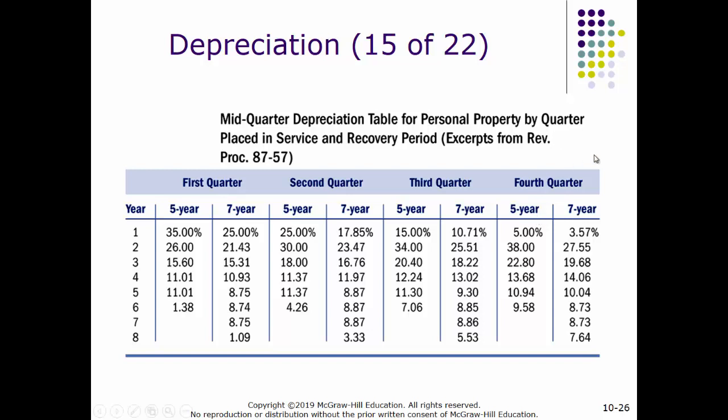So remember that 5-year property in the first year, half-year convention was 20%, which was 40% times half a year. If the asset was placed in service in the fourth quarter and subject to the mid-quarter, only 5% can be deducted, which is significantly lower. And that's what Congress wanted to do, make sure that somebody didn't save all their money till the end of the year and then buy a large amount of assets only to take a large depreciation deduction.